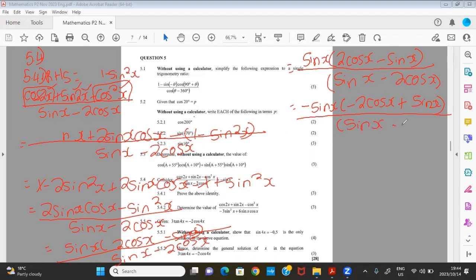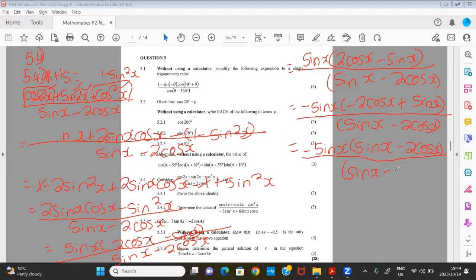Then you have sine x minus 2 cos x. Then before we cancel, let me just pack it properly. Ne? Let me pack it properly. So you're banging sine x minus 2 cos x. Like what? So I didn't do anything wrong, because why? I still kept the negative. Ne? I kept the negative. Others forget the negative, then it makes everything wrong.